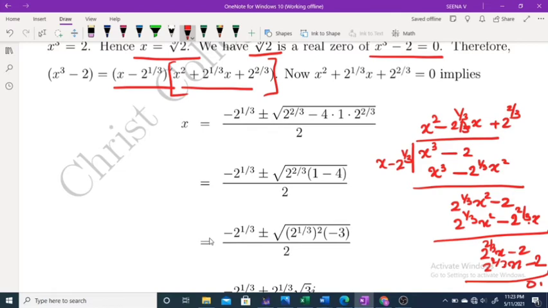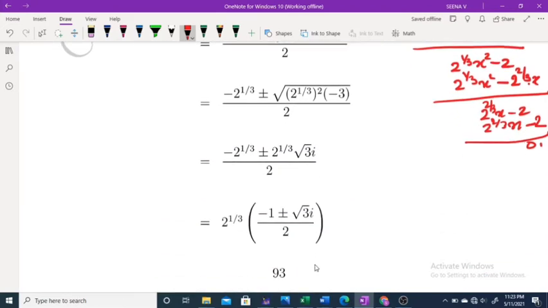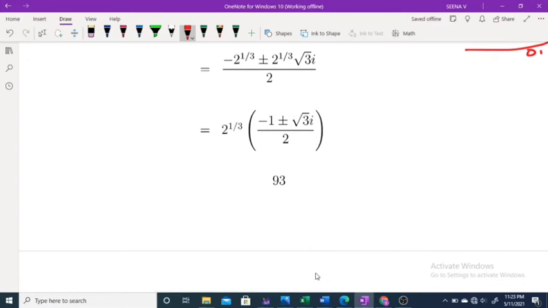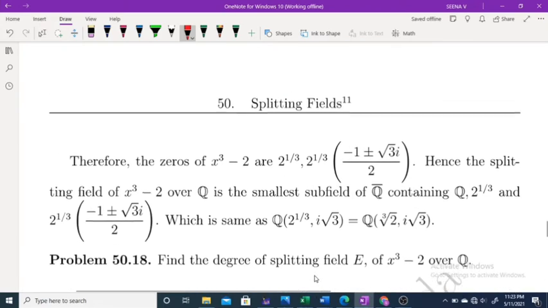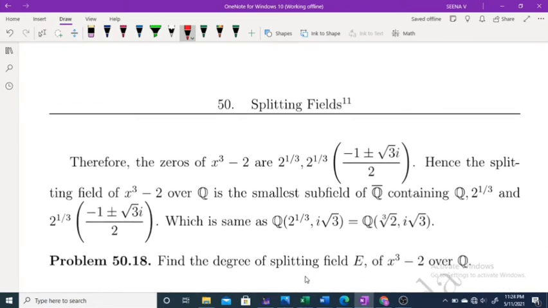Now this equal to 0 implies what? This is a quadratic polynomial. So x is equal to, you use minus b plus or minus, and finally we get the value as this one, 2 raised to 1 by 3. Now the zeros of x cube minus 2 are 2 raised to 1 by 3, 2 raised to 1 by 3 into this one.